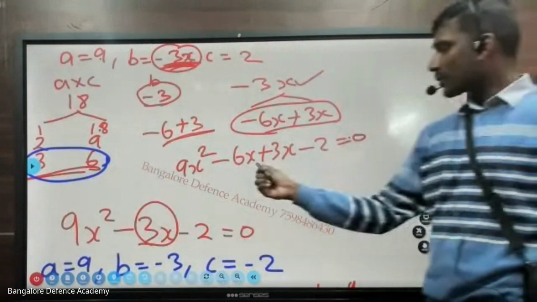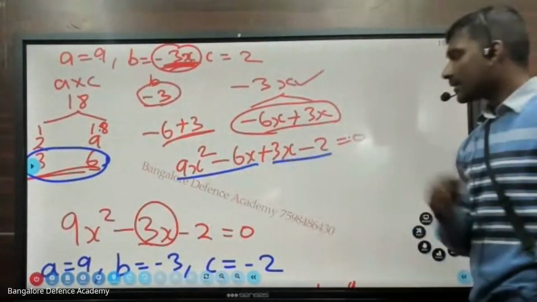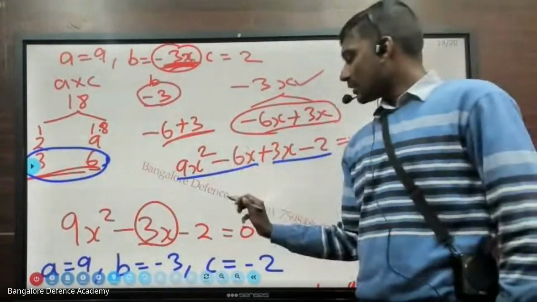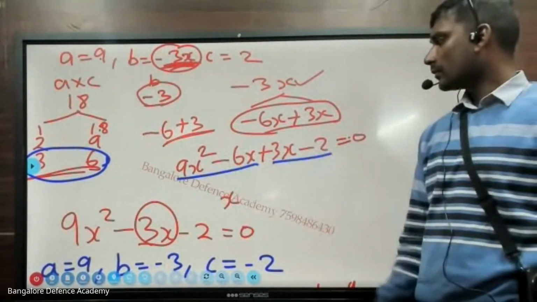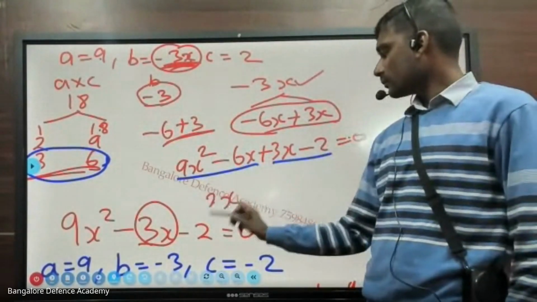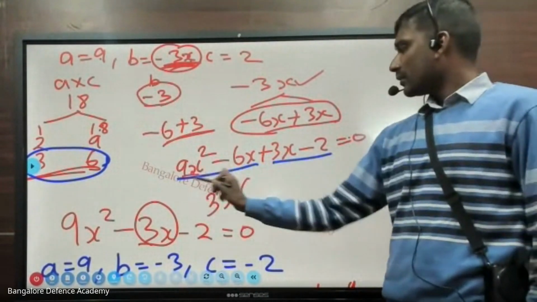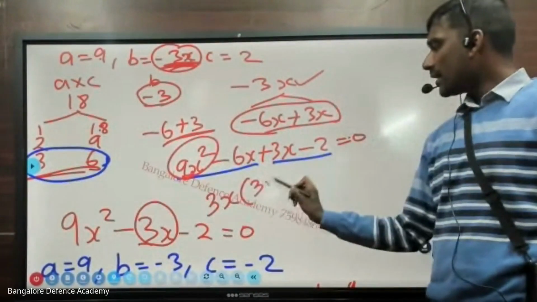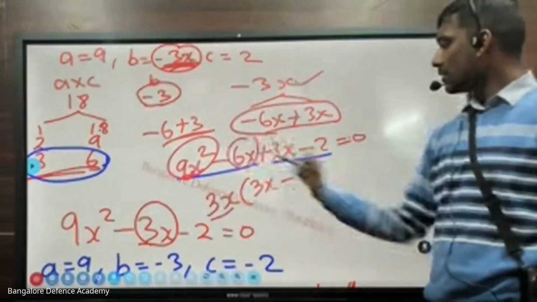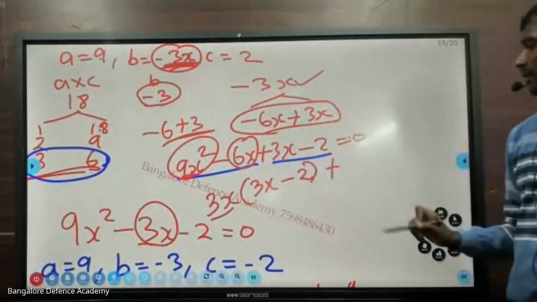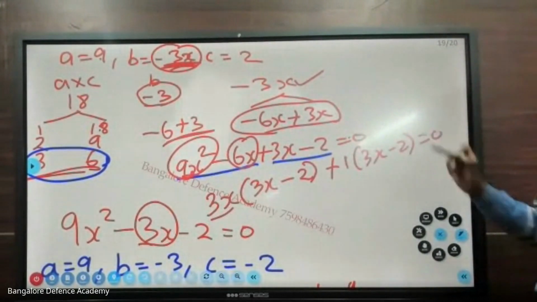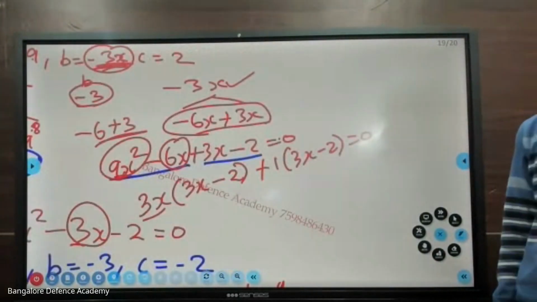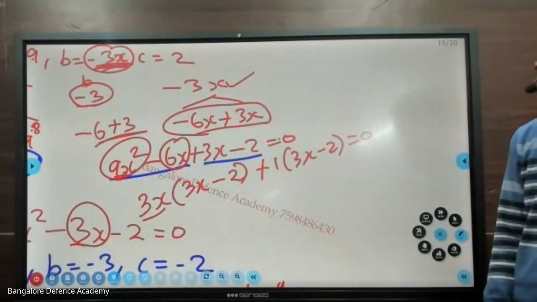Now look, make groups: this is one team, this is one team. What is common in these two? x is common, and what else is common? Can I take 3 common? Now here what is remaining? 3x minus 2. Here what is remaining? Plus 1. So 3x minus 2 is equal to 0. Correct? Yeah? Was it wrong? No.